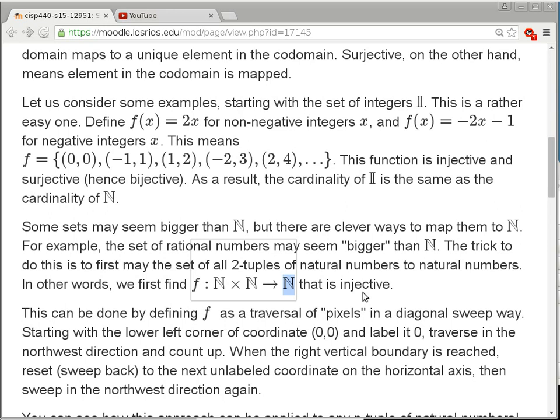So here's the second question. We know this is injective. The reason why we know this is injective is because each pixel has a unique number. That makes it injective. So now the reverse question: is it also surjective? If I pick a natural number, can I use this way to find out its quote-unquote coordinate in the 2D space? And the answer is yes. So that means this way of mapping is actually bijective.